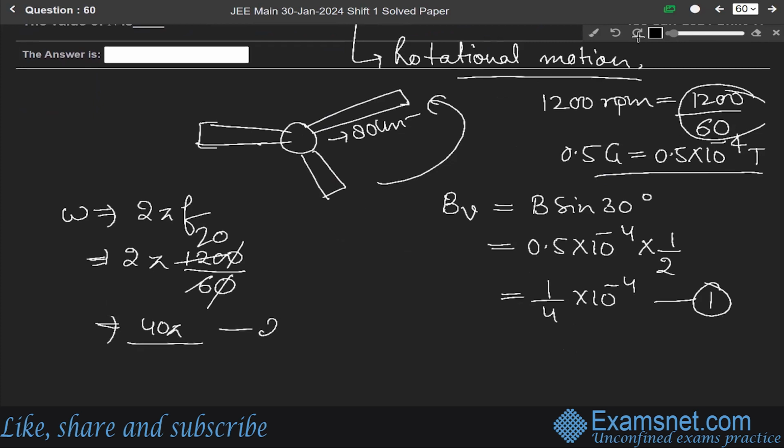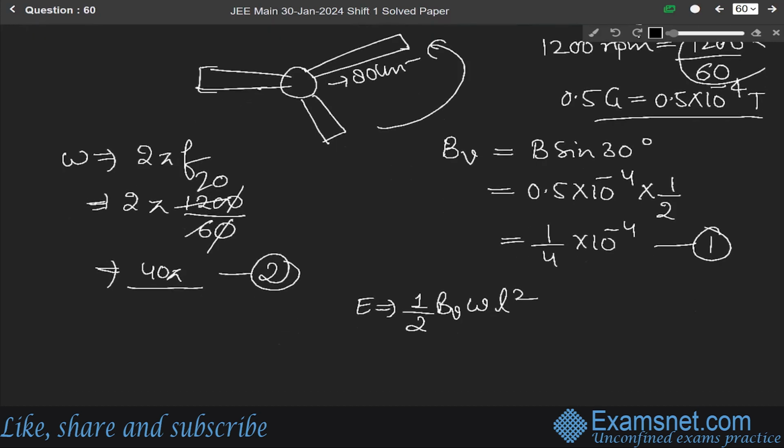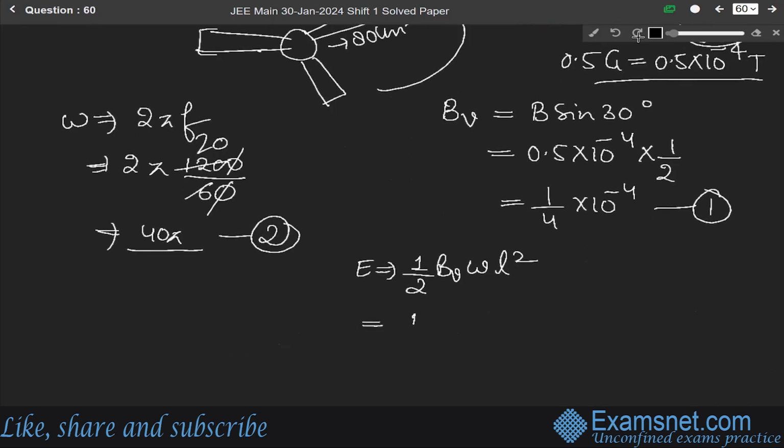Okay. And EMF, the formula for induced EMF is what? Half B into omega into L square. Okay. So it will be equal to half, B is what? 1 by 4 into 10 to the power minus 4. Omega is 40 pi into L. L is given as 80 centimeter, meaning 80 into 80 into 10 to the power minus 4.